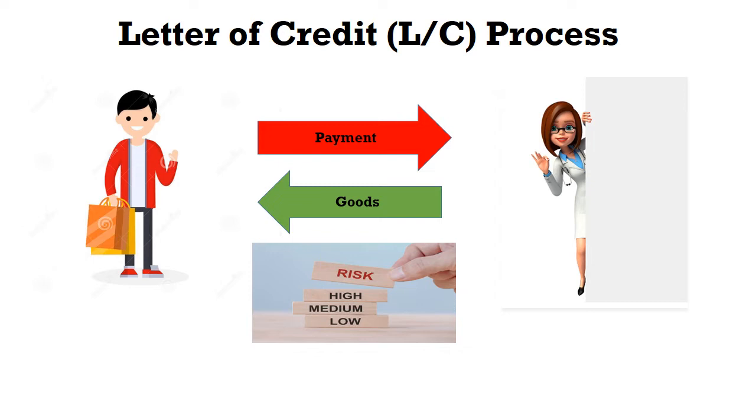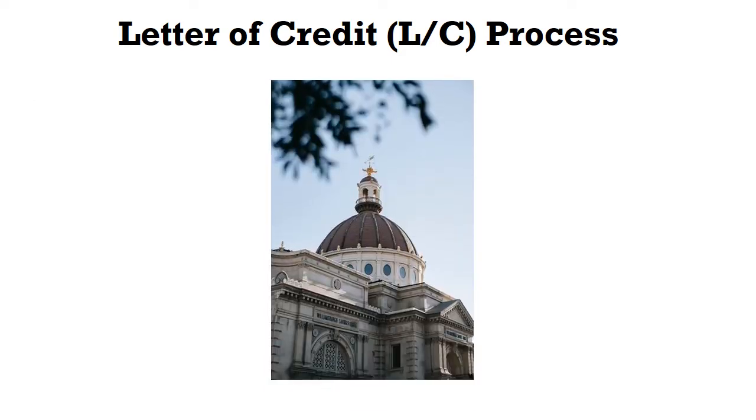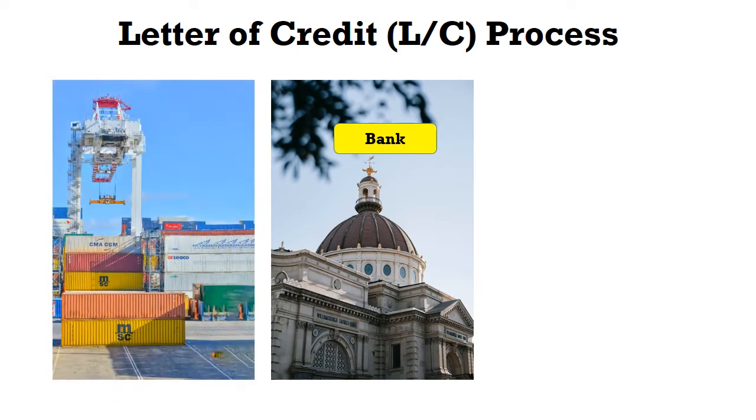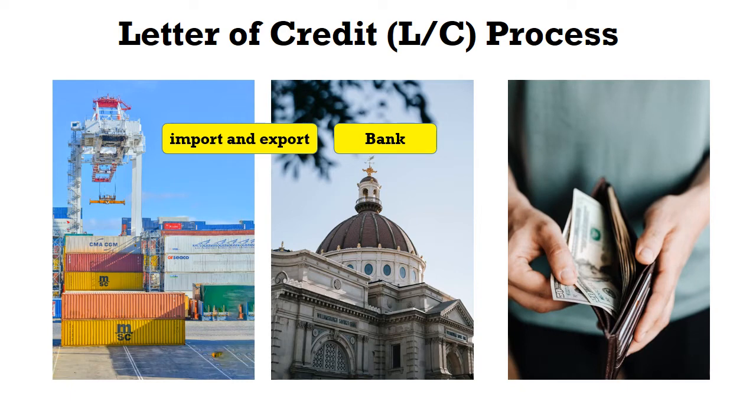So we are going to see what the LC is, how it involves the bank, and how we can get the item from the supplier, the exporter, without any risk. Okay, the bank is in the middle, then you can see the supplier, exporter, importer and money payment. I'm going to explain one story of how it happens.